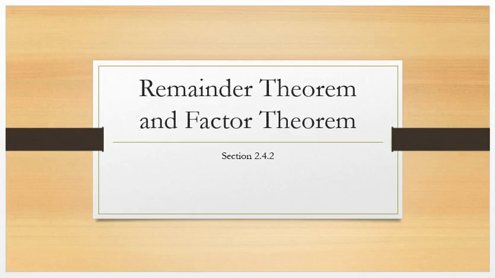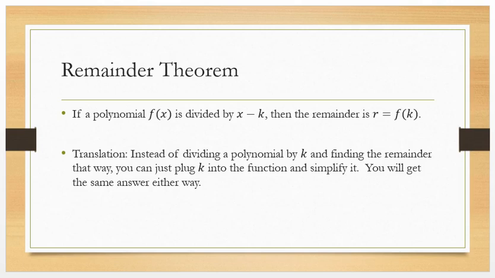For the second part of this section, we're going to look at two popular theorems called the remainder theorem and the factor theorem. So the remainder theorem is basically giving us a choice.